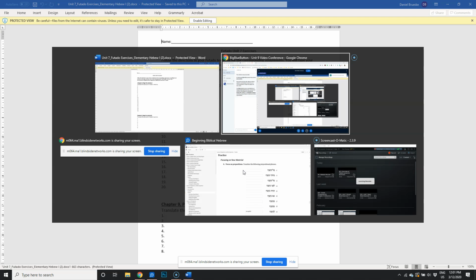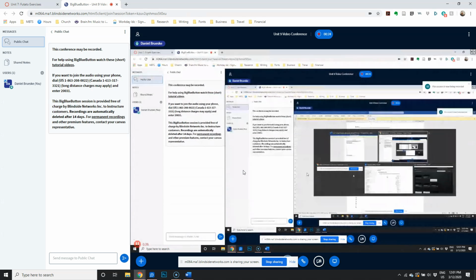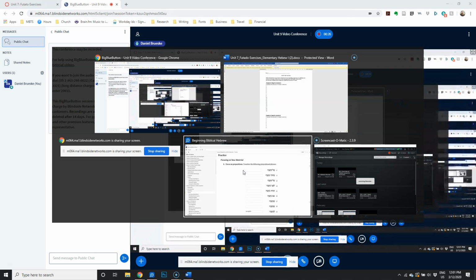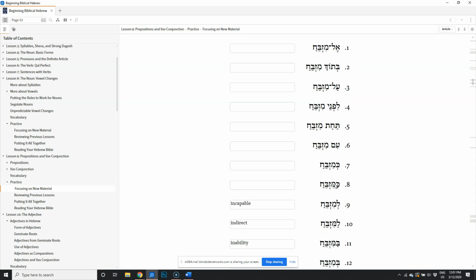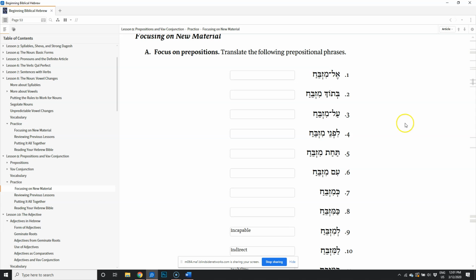This was on the prepositions and Vav conjunction, I believe. So take a look here at A, and we're just going to translate through here. And honestly, I probably won't translate through these because you've got the translations. If you have any questions, or if anything's confusing, let me know. But maybe I'll just explain kind of what's going on with the prepositions.